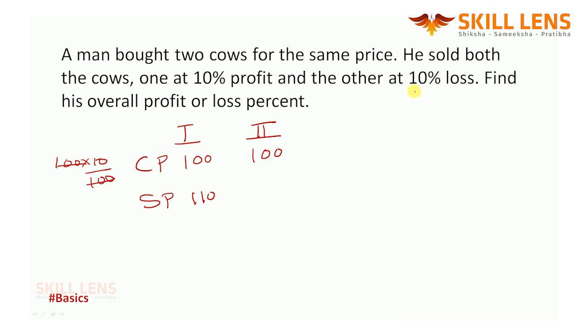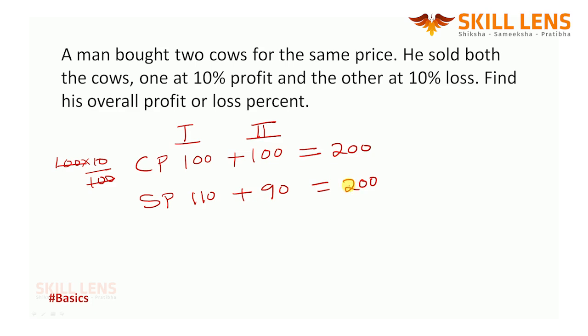How about the second cow? The second cow is at 10% loss. So 10% of 100 is again 10. So 100 minus 10 is 90. If you look at both articles, he bought them for 200 rupees, and he sold both for 200 rupees again.